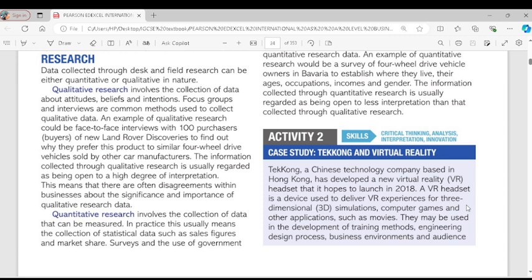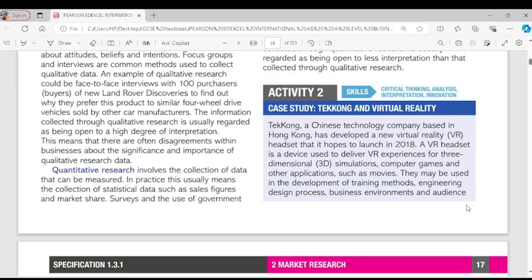The meaning I give to your explanation might be different from the meaning he or she is going to give. That is the point they're making, that the information collected through qualitative research is usually regarded as being open to a high degree of interpretation. So what does this mean? This means that there are often disagreements within businesses about the significance and importance of qualitative research data. We will not agree because your understanding of the concept is different from my own understanding. Because we have different understanding of how this information is gathered, and different interpretation of this data, we won't agree. There will be conflicts.